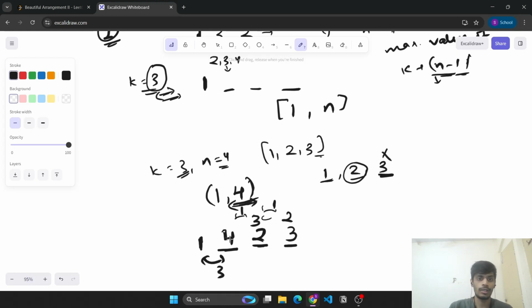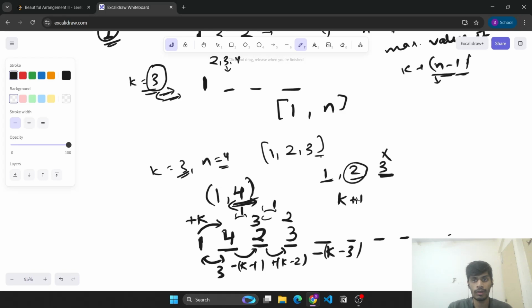So what we can try to see is we move forward by k steps, then we move backward by k minus 1 steps. So we move forward by k steps, we will decrease by k minus 1 steps. Then we move forward by k minus 2 steps. And similarly then move backward by k minus 3 steps. So if we try to follow this kind of algorithm, we will be able to satisfy the condition using only k plus 1 numbers.